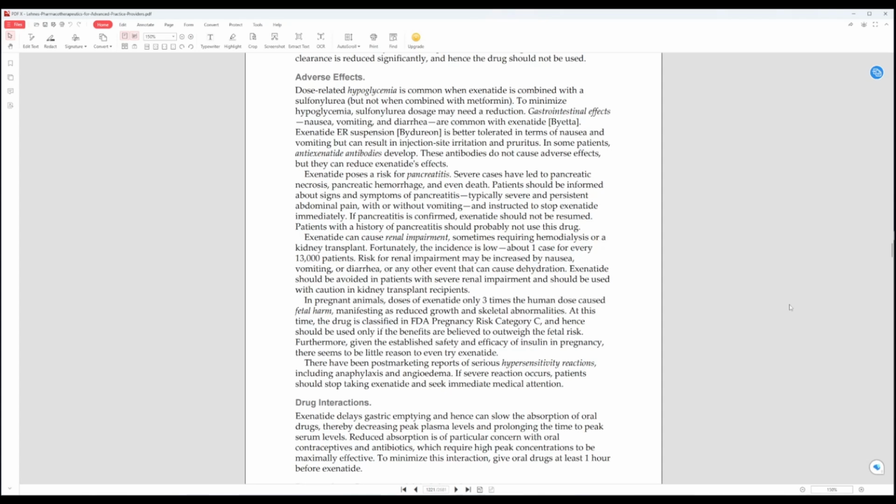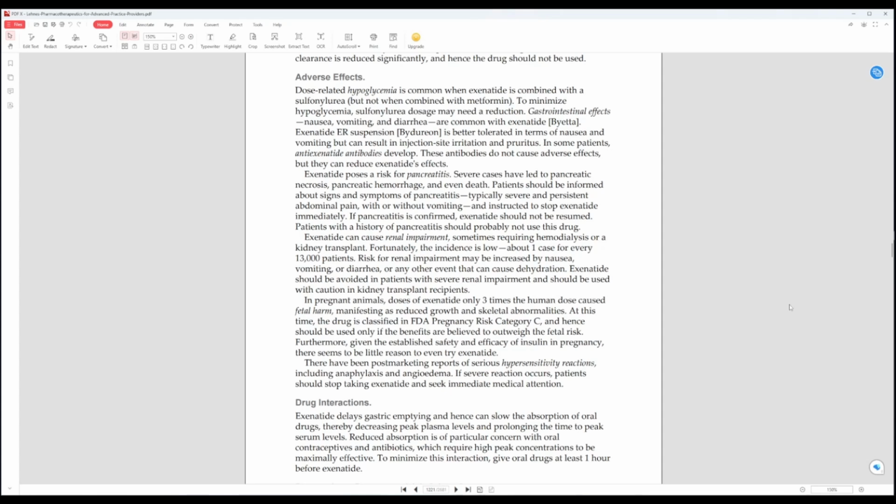Exenatide can cause renal impairment, sometimes requiring hemodialysis or a kidney transplant. Fortunately, the incidence is low, only one case in about 13,000 patients. Risk for renal impairment may be increased by nausea, vomiting, and diarrhea, and any other event that can cause dehydration. Exenatide should be avoided in patients with severe renal impairment and should be used with caution in kidney transplant recipients.